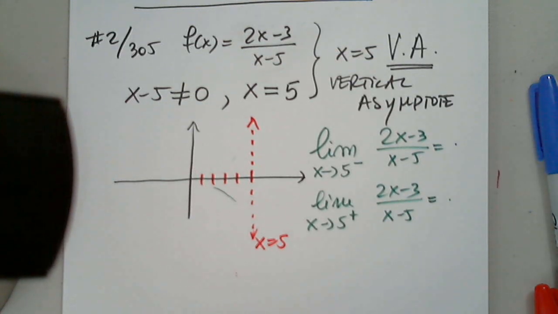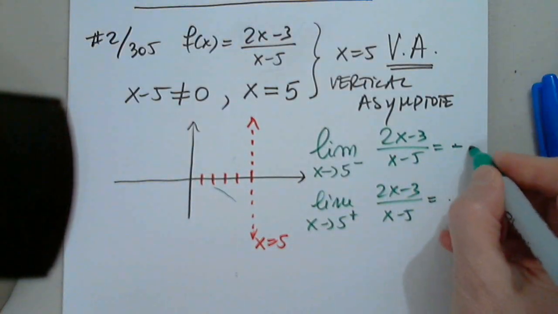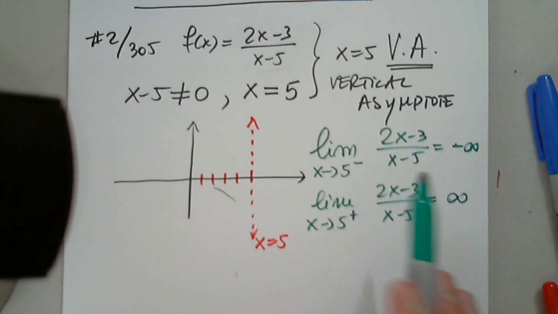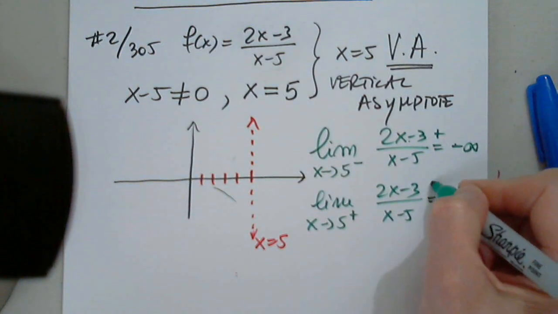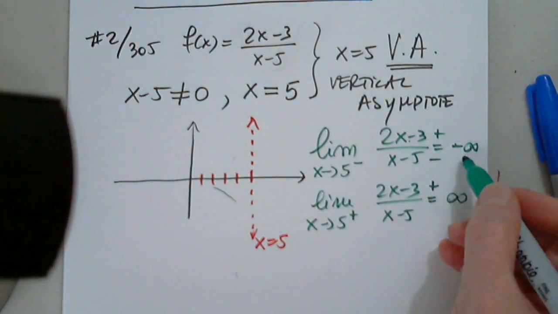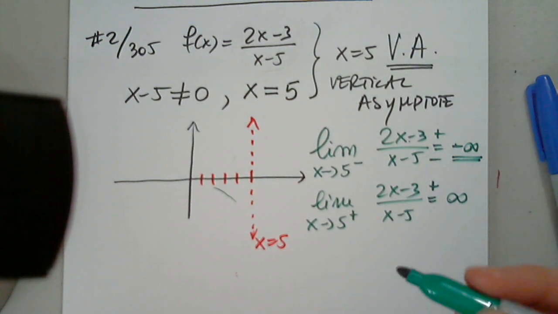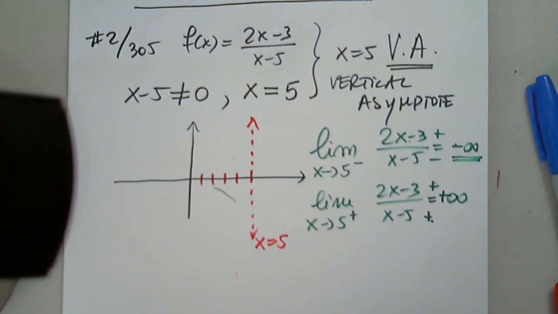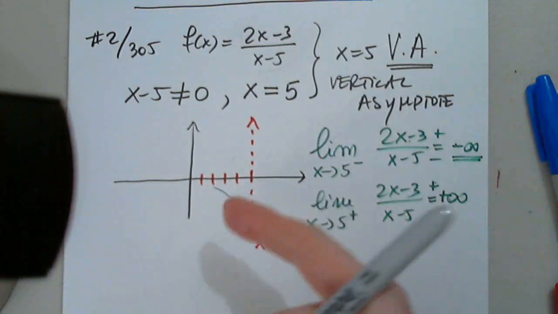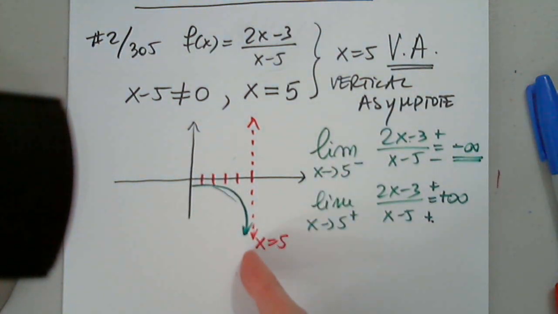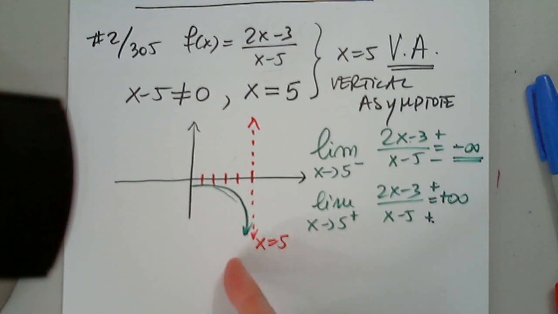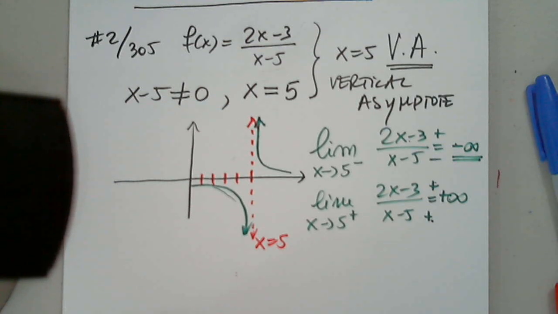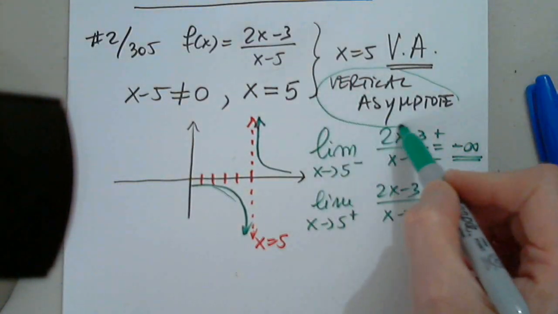From the left, it goes to negative infinity, and from the right, it goes to positive infinity. You put in 4.9, and 4.9 gives a positive on top but a negative on the bottom. A positive over a negative is negative infinity. Brilliant. You plug in 5.1, this gives a positive over a positive, which gives positive infinity. So on this side, the function will approach the asymptote going towards negative infinity, and from the other side, it will approach the asymptote going to positive infinity. That's the concept of a vertical asymptote.